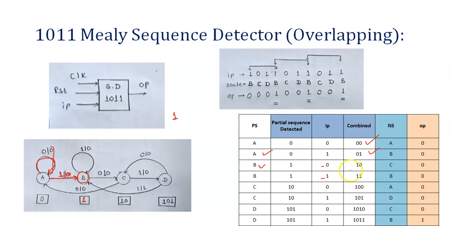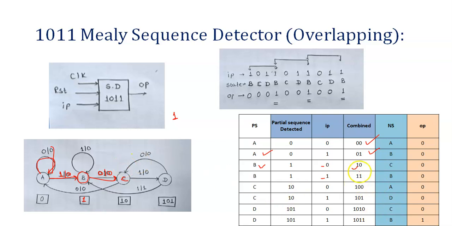If input is 0, so if you are combining this 1 0, so this is 1 0 present. Is there any state naming 1 0? Yes, that is available over here, and that's why from B you will be moving from B to C. So C is there. On the transition, what you will be writing? 0 by 0 because input is 0, output is 0 because sequence is not detected yet.